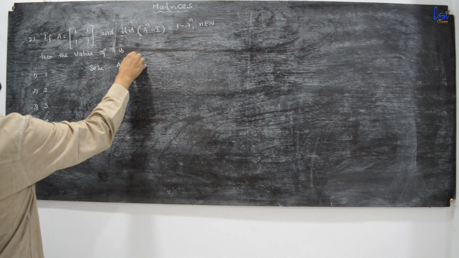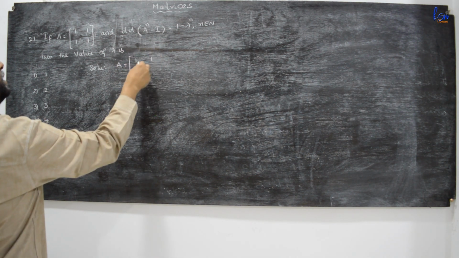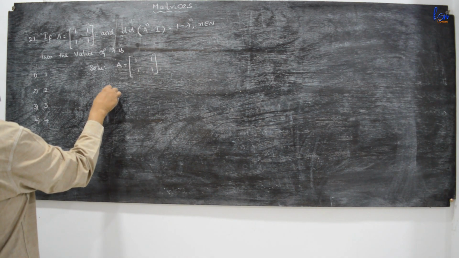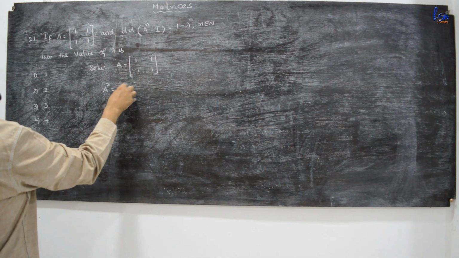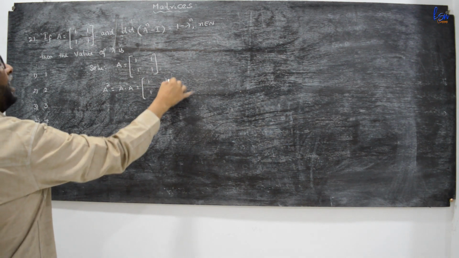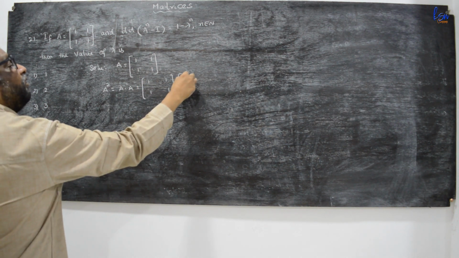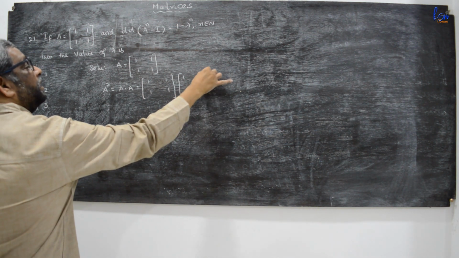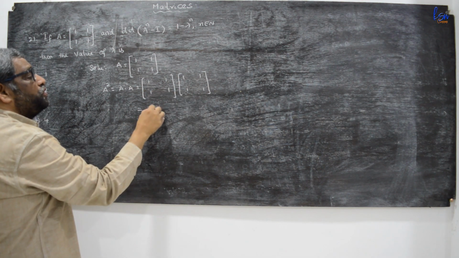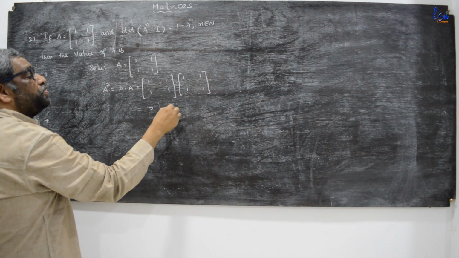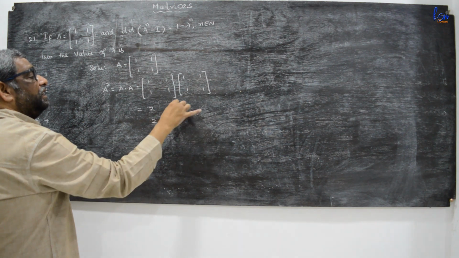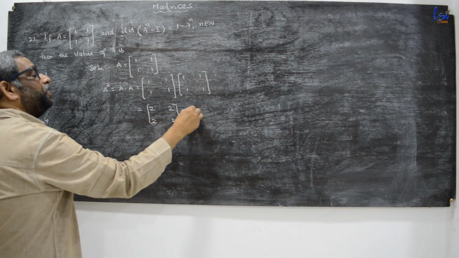A is equal to [[1,1],[1,1]]. I'll consider A square, that is A into A, that is [[1,1],[1,1]] into [[1,1],[1,1]]. If you look into here, 1 plus 1 is 2, 1 plus 1 is 2, 1 plus 1 is 2, 1 plus 1 is 2. This can be written as 2A.